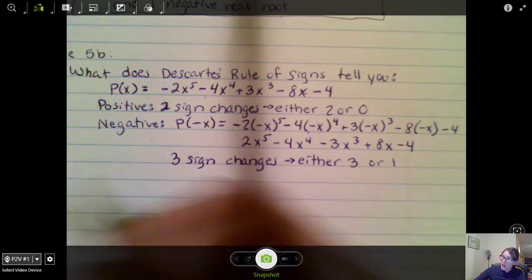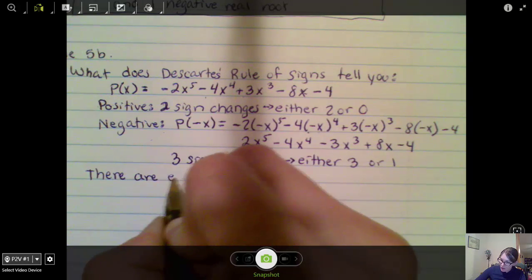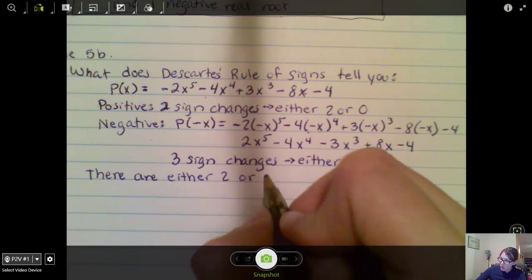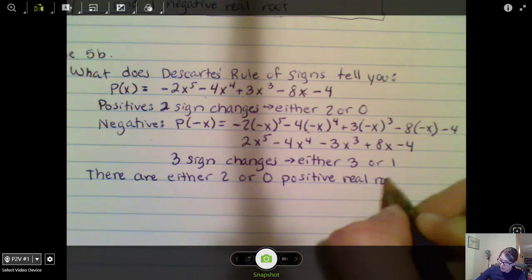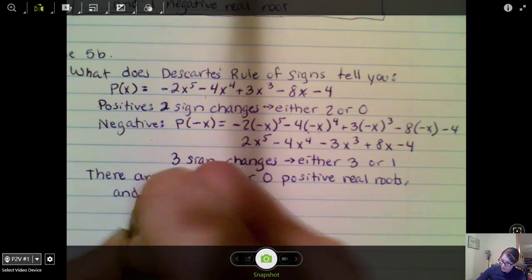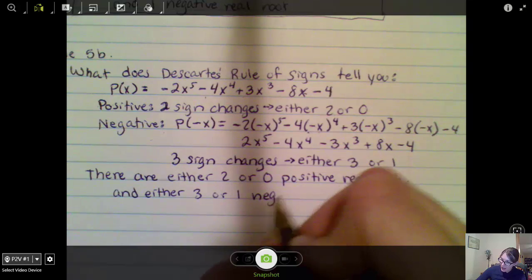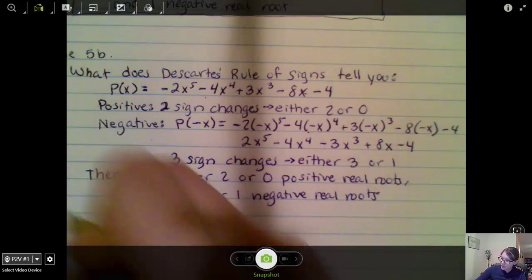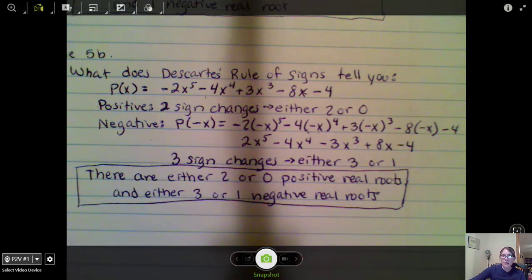So just like the last one, we're going to put this together to have our, I guess, summary statement. There are either 2 or 0 positive real roots, and either 3 or 1 negative real roots. There we go. Those are all of our theorems about the roots of polynomial equations.